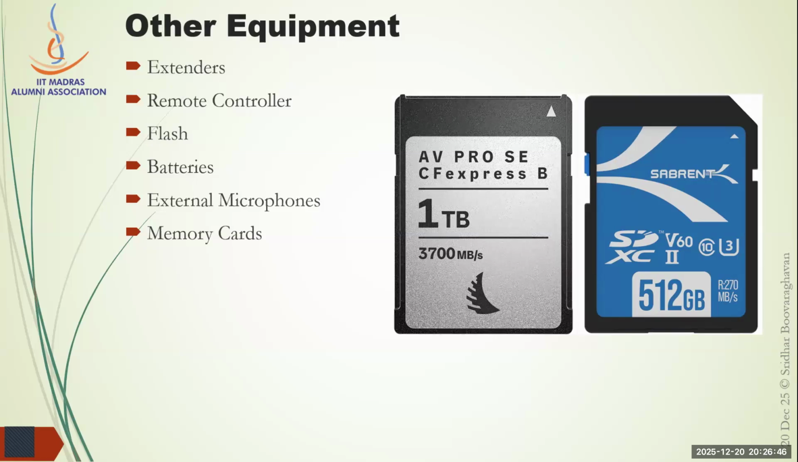The one on the left is a CF Express type memory card, which has a very fast writing speed. You see that 3,700 megabytes per second. The other one on the right is an SD memory card. You can see that the write speed possibly is lower. The read speed is mentioned as 270 megabytes per second. Write is probably a little lower.